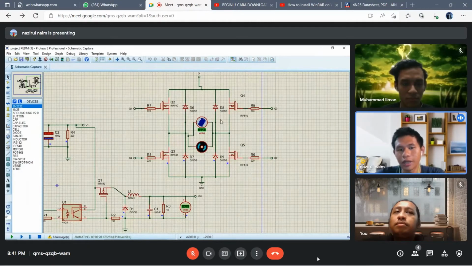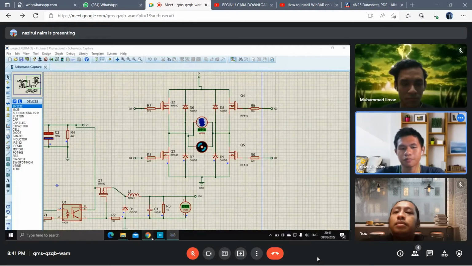We're using the IR450, which acts as switching devices, so that we can control the movement and speed of the DC motor. Either we can change it to forward or reverse bias. And now I would like to pass on to our third teammate.